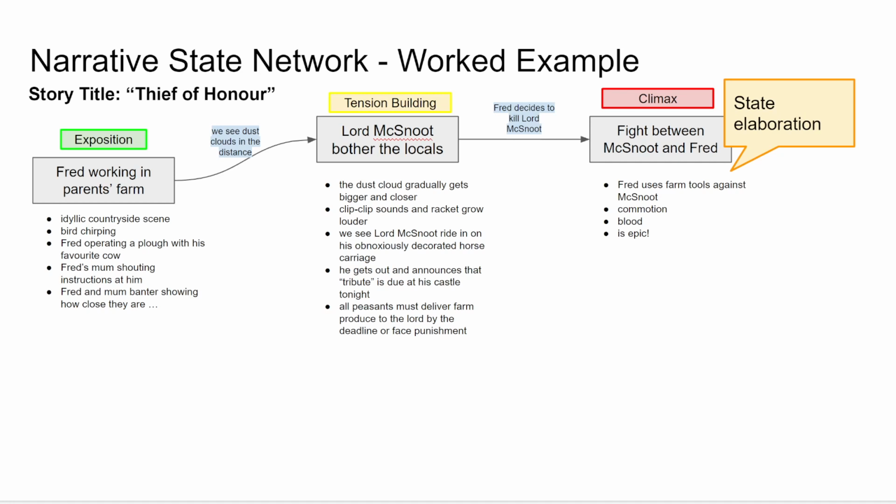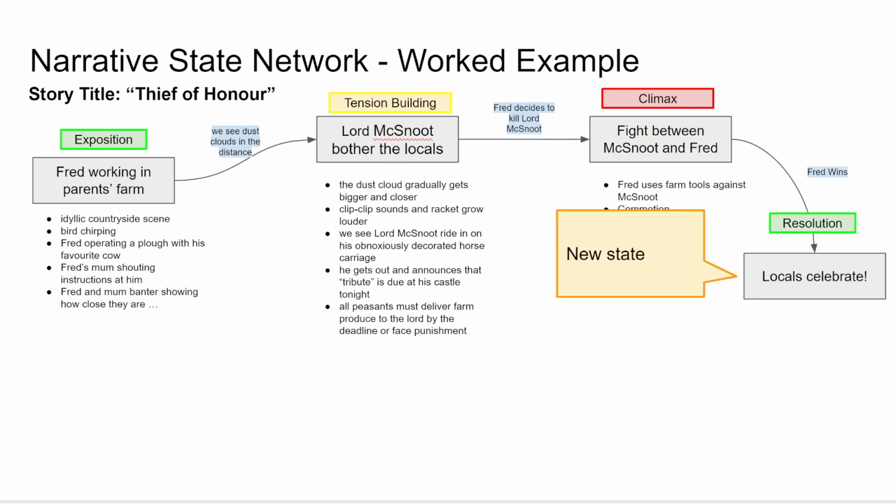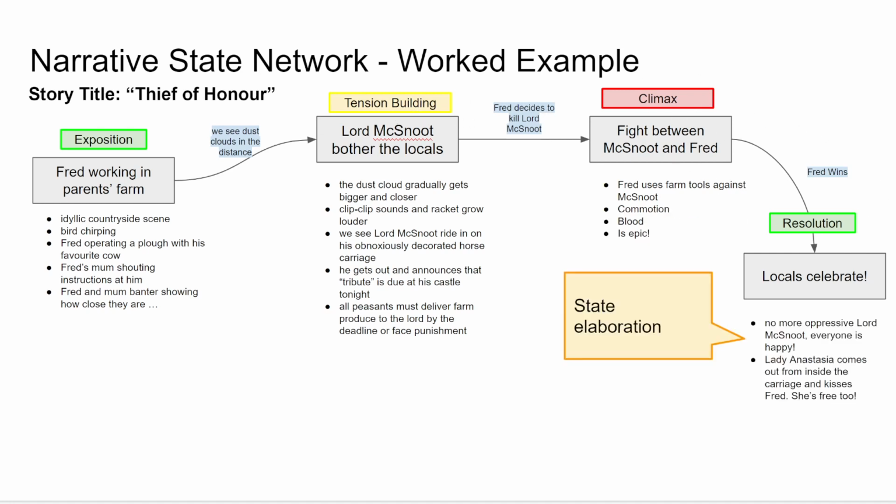Yeah, and then I guess what's going to happen after this, we do another state. So what if Fred wins in that situation? Then the locals celebrate. You can see that the stage now here is resolution. So we have the full sort of beginning, middle, and end situation with our story. And you're right, there's extra notes in there. So that's our linear story.